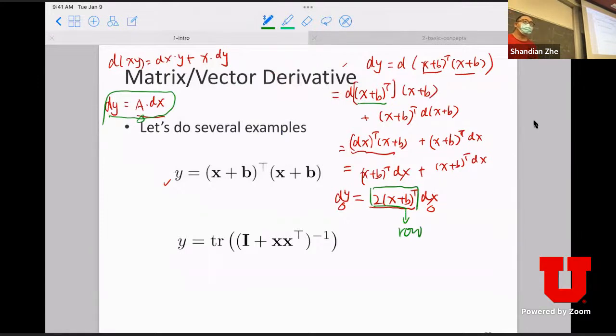Does it make sense? Is it relatively easy?